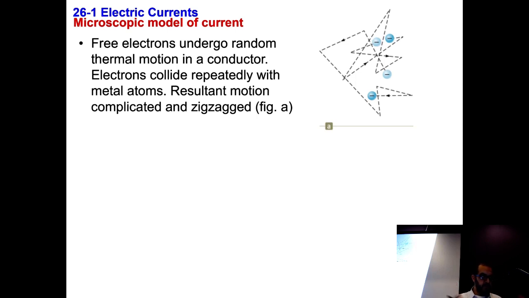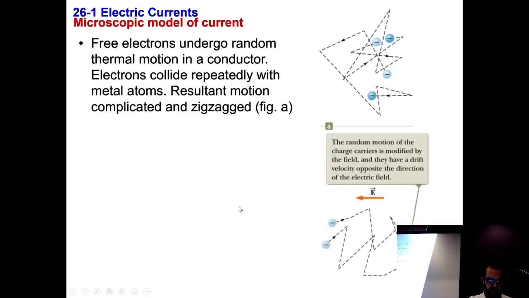If the conductor is not placed under a voltage, it's in electrostatic equilibrium. These free electrons are moving randomly in all directions, so their average velocity is going to be zero. There is no clear motion of all of these free charge carriers in one direction. They are just moving randomly in all directions in a zigzag fashion.